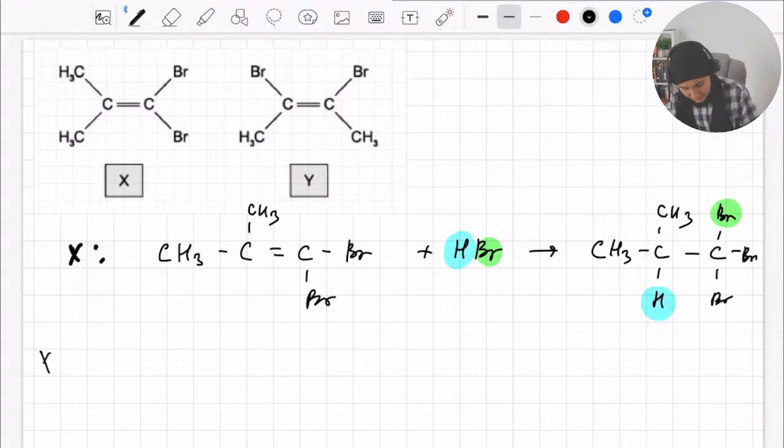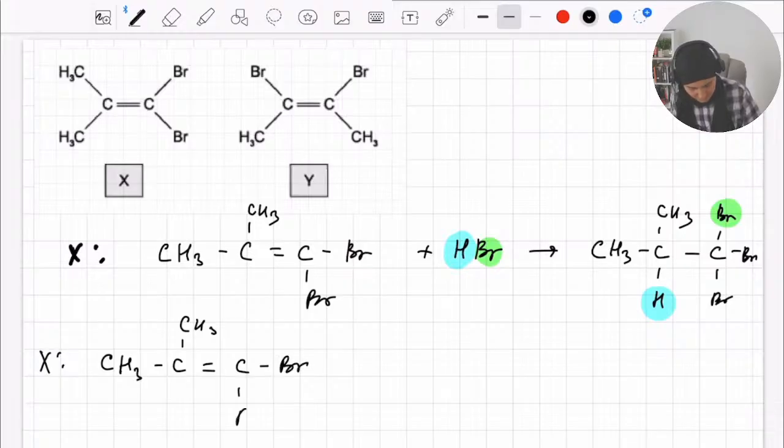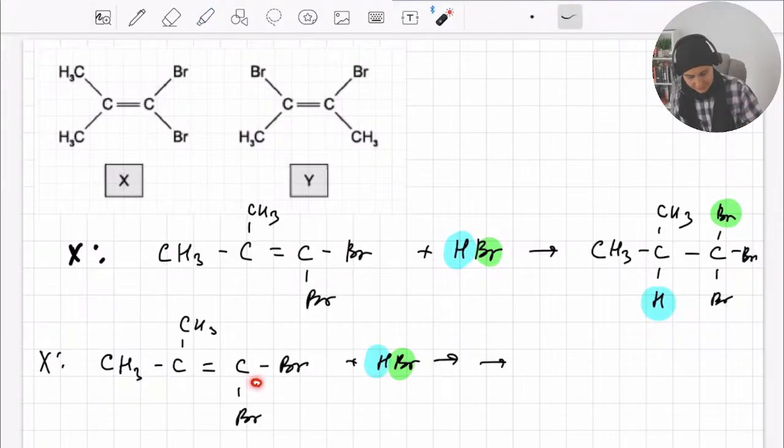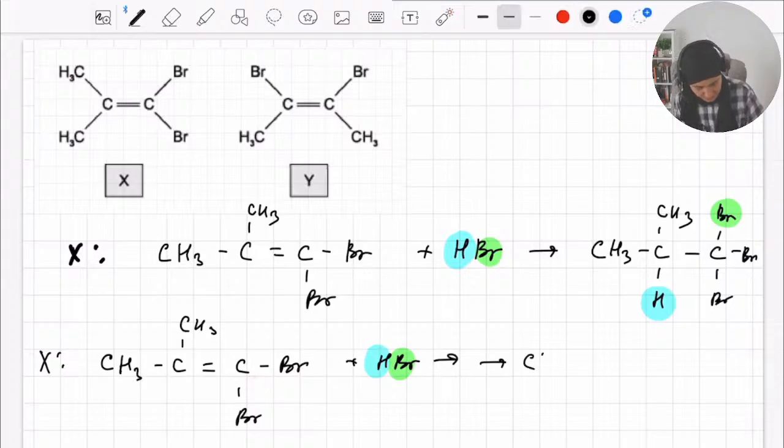Then again from X you can have another product. CH3 double bond C, Br. So another product would be when we attach, okay, I'll just color code them again. H, so I would attach H to the first carbon, and then that one to the second. So CH3, CCH3. Then here I would put Br. Again, the double bond is gone, and then Br, Br, and H is there.